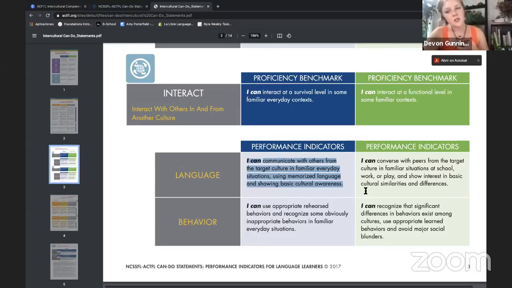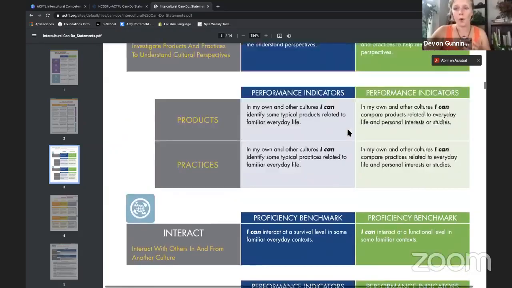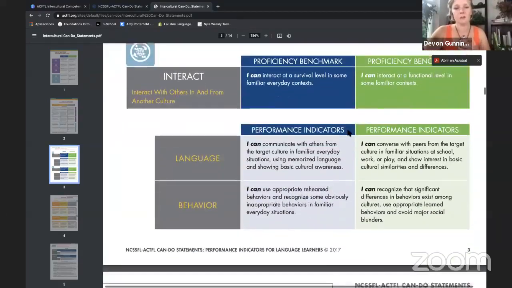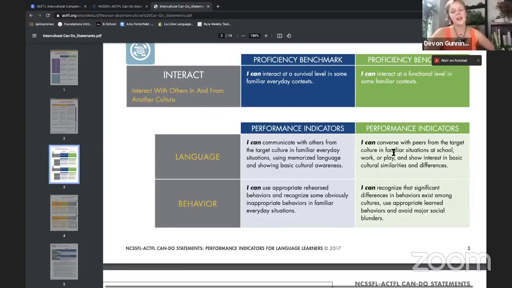Now, compare this to the one for the next level up of proficiency, because I don't know about you, but I used to always veer into too advanced of an intercultural understanding. Did you ever do that? I used to always dip into the intermediate, even in level 1 or level 2. And sometimes some of your students are ready for it, but not always. I can converse with peers from the target culture in familiar situations at school, work, or play, and show interest in basic similarities and differences.